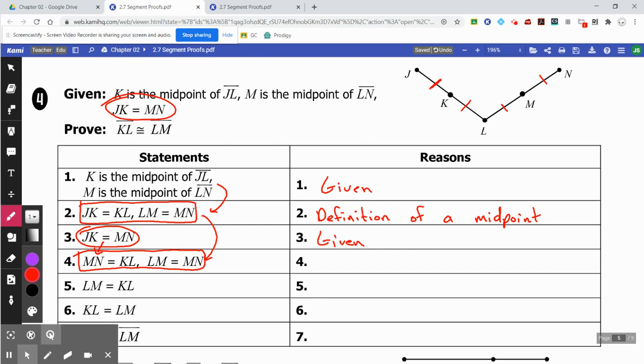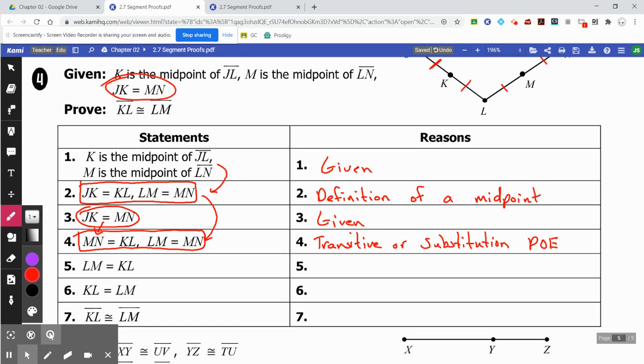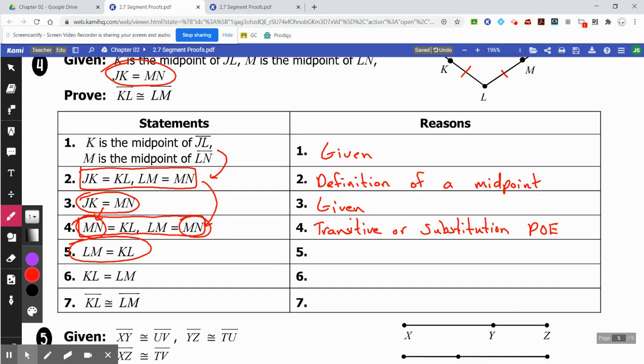Or again, you could say transitive, substitution or transitive there. And now that we know that, notice that in step 4 that both of these are now congruent to MN, or equal to MN. So since KL and LM are both equal to MN, then they must be equal to each other as well. And again, that is that same transitive property.